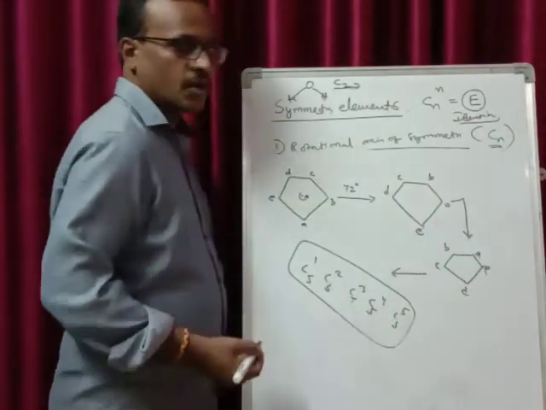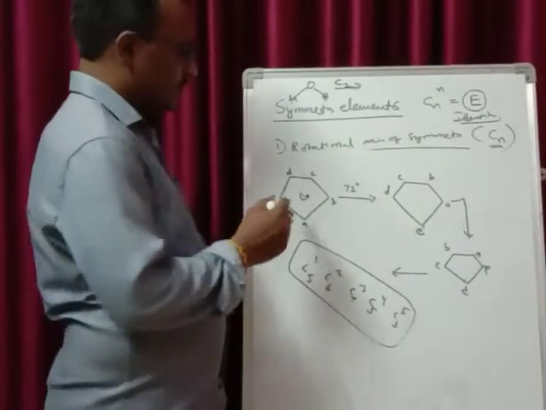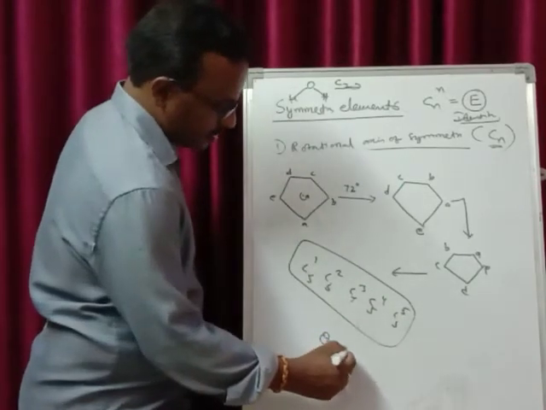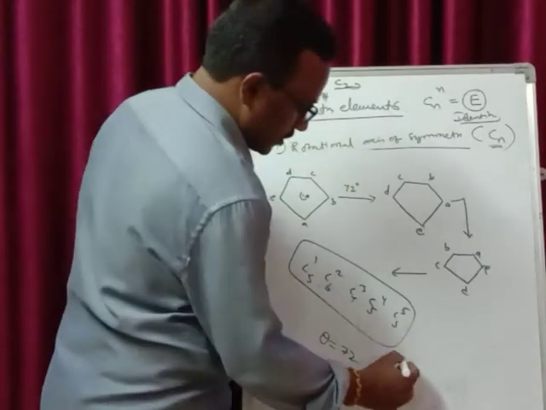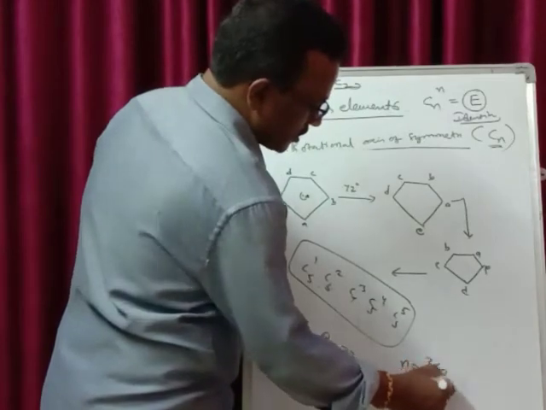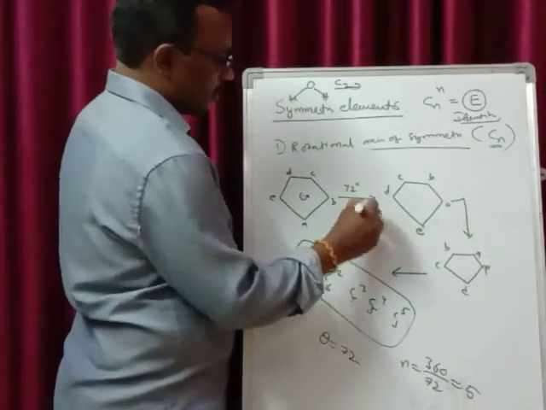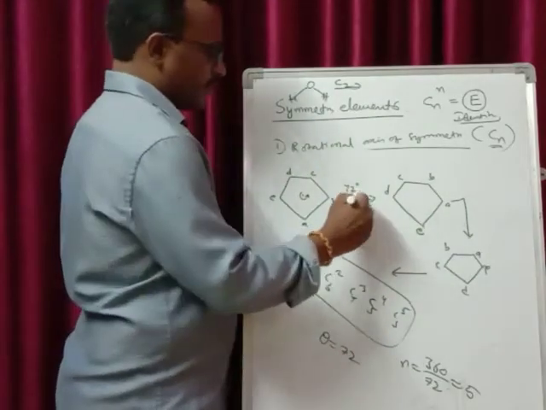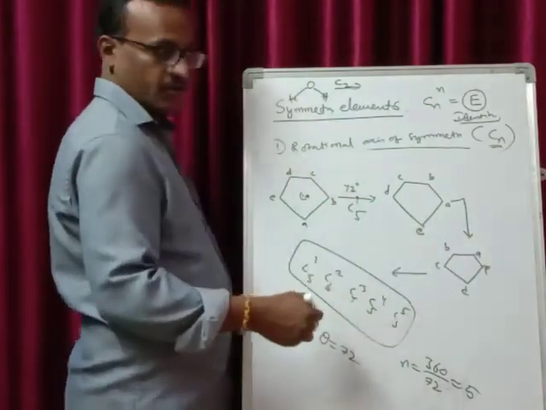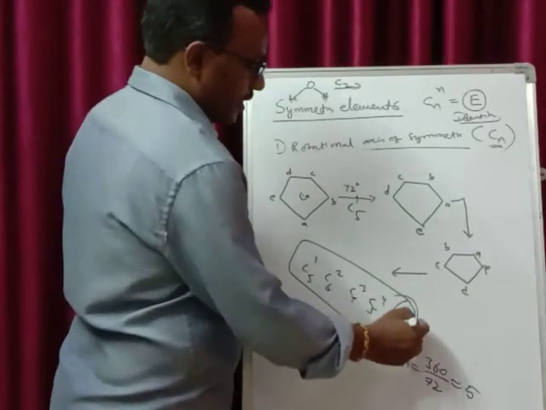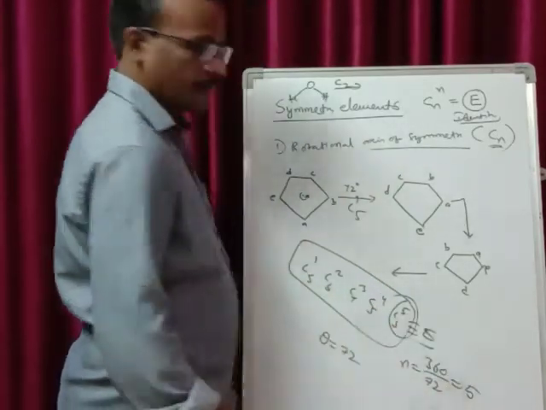So therefore, rotation of this molecule by 72 degrees, that is the angle of rotation is 72. So here n is equal to 360 by 72, which will give you 5. So therefore it has a C5 rotational axis of symmetry: C5^1, C5^2, C5^3, C5^4, C5^5. So it has to be done 5 times in order to obtain the identical structure.